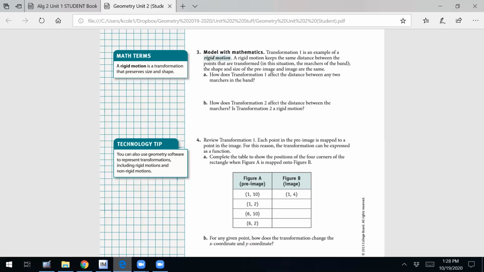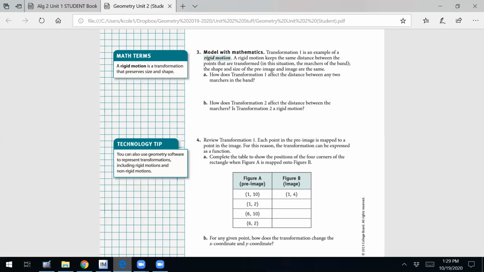Okay, now number 4. Review transformation 1. Each point in the pre-image is mapped to the point in the image. When you map something, we're talking about the same location. So top right to top right, top left to top left, bottom left to bottom left. That's mapping to each other. It says, for this reason, the transformation can be expressed as a function. Complete the table to show the positions of the 4 corners of the rectangle. Figure A is mapped onto figure B.